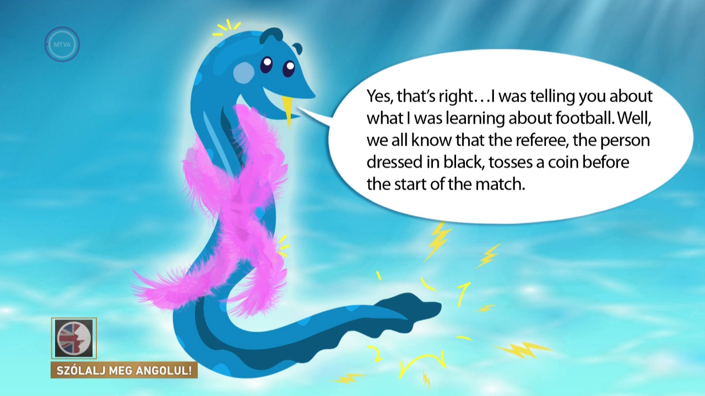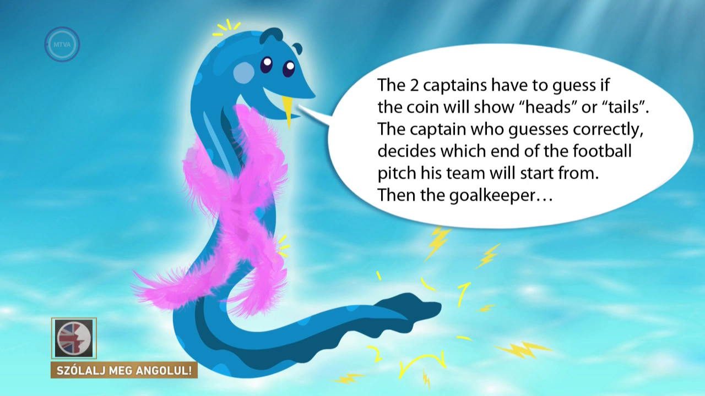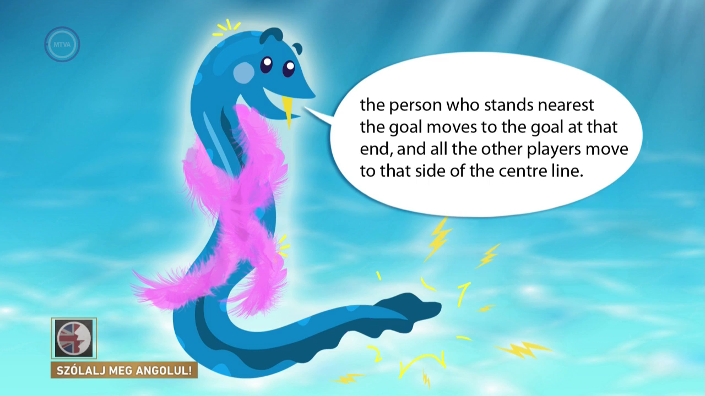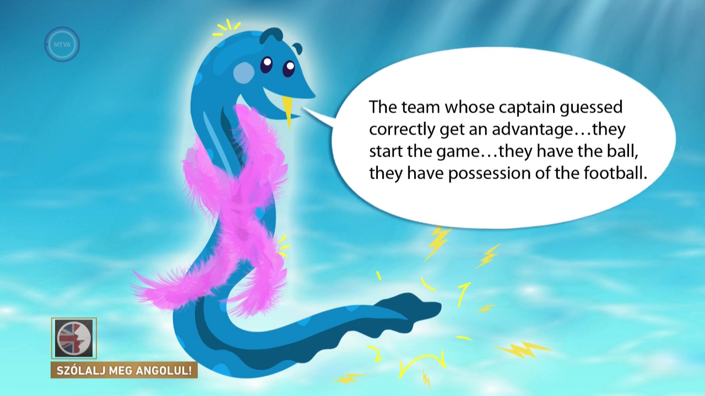Well, we all know that the referee, the person dressed in black, tosses a coin before the start of the match. The two captains have to guess if the coin will show heads or tails. The captain who guesses correctly decides which end of the football pitch his team will start from. Then the goalkeeper, the person who stands nearest the goal, moves to the goal at that end, and all the other players move to that side of the center line. The team whose captain guessed correctly get an advantage.